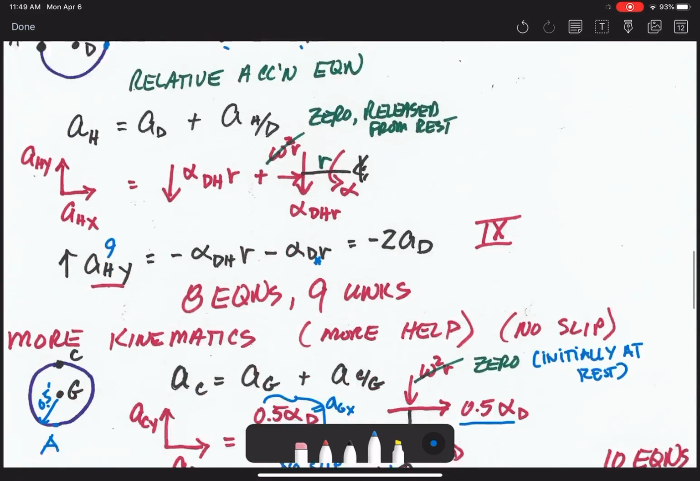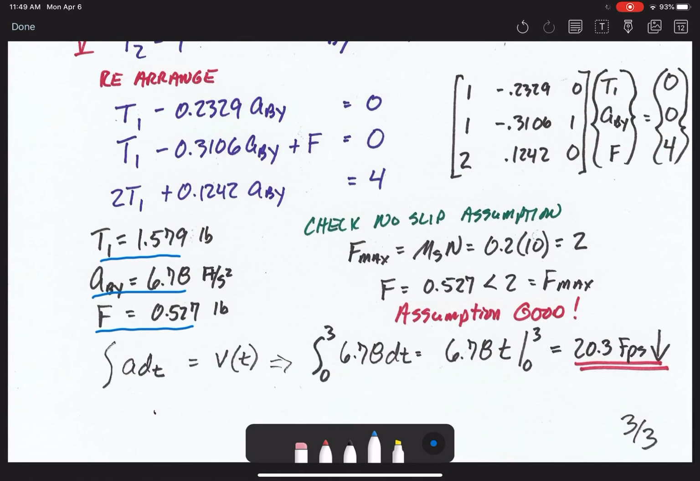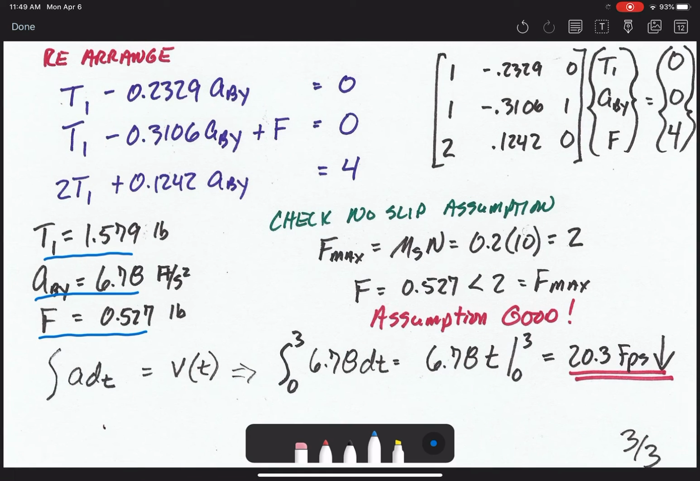So from that we have mu sub S equal to 0.2. So 0.2 times 10 equals 2 pounds, compared to the friction force here, 0.527, so it's less than F max. So the assumption is good. It means the disk does not slip, right? So that is our solution.